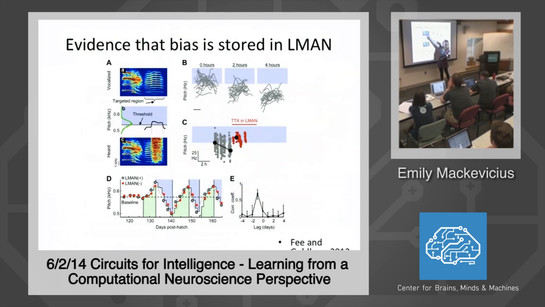So there's some experimental evidence that this bias is stored in LMAN. In this experiment, Jesse Goldberg in Michael Fee's lab, Jesse's the one who developed this whole theory, there's a bird who's singing. He has a particular syllable that is going to be targeted. This syllable has some mean pitch, sets a threshold, and he says, if the syllable's pitch is above the mean, I'm going to blast it with noise. Otherwise, I'll let it go.